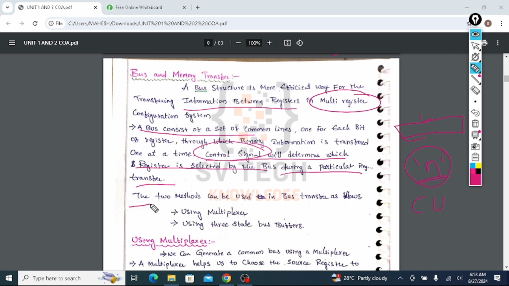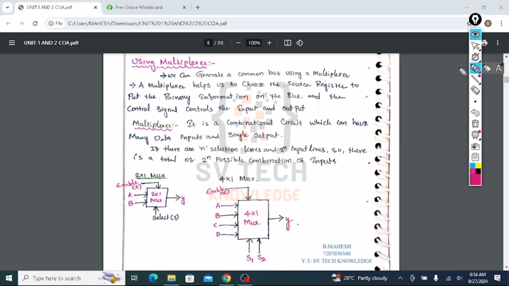So to construct this common bus we have two methods. One is using multiplexers and the second one is using three-state buffers. First we will see how we transfer data or binary information from one register to another register using multiplexers. After that we will discuss the three-state buffer.